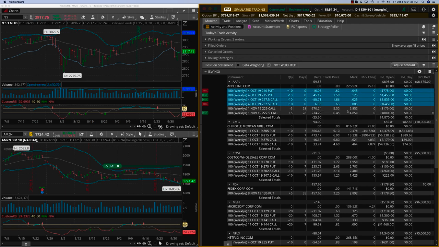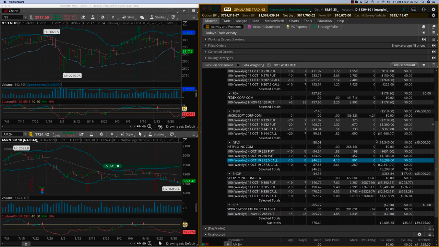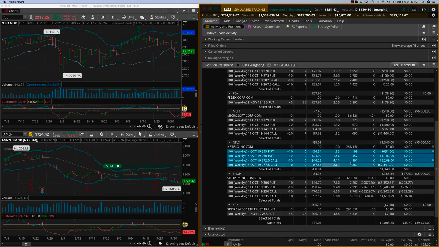On Apple, we're doing well. This iron condor is going to expire today. And Netflix actually is going to be doing very well. It's right in the middle of this iron condor, and Netflix will become a $2,000 trade. Also on Shopify, we are doing a recovery. It's well on its way.